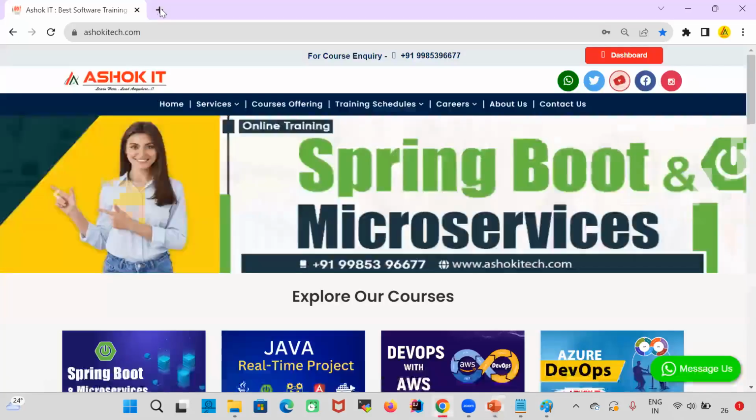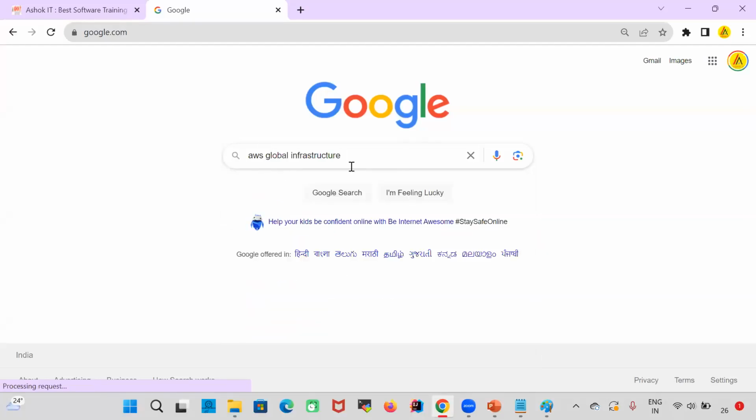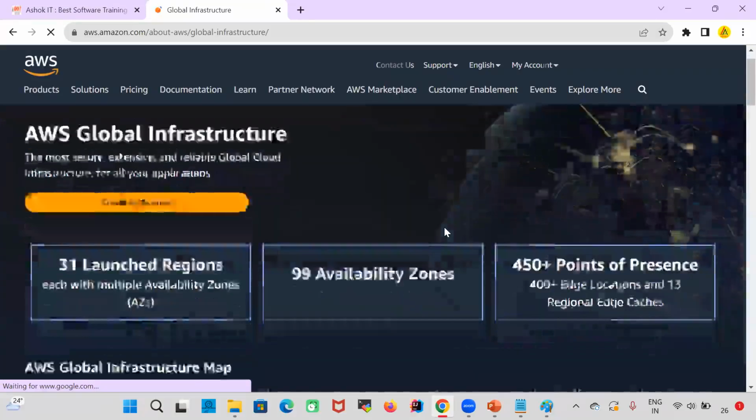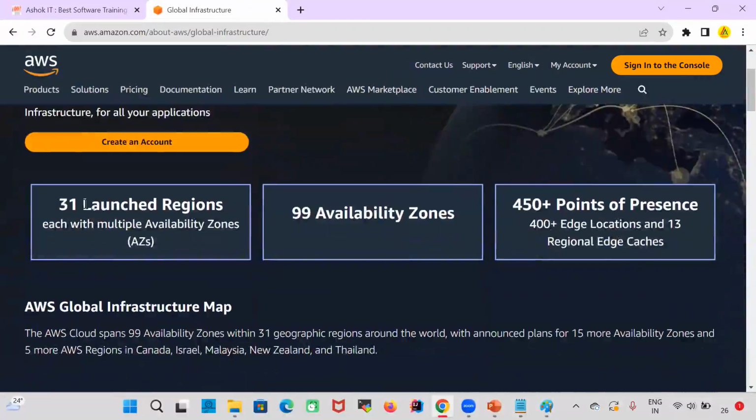Let us see AWS global infrastructure. You will understand where the AWS data centers are available. If you go to AWS global infrastructure, they are saying 31 regions. A region is nothing but one location in which AWS maintains the data centers. In 31 locations, AWS is maintaining the data centers.